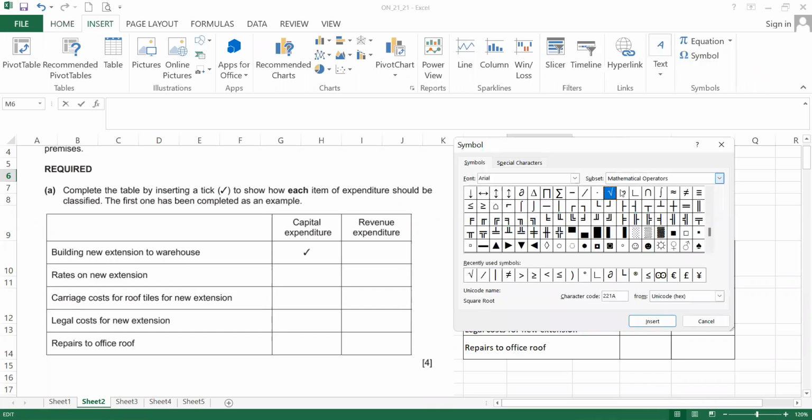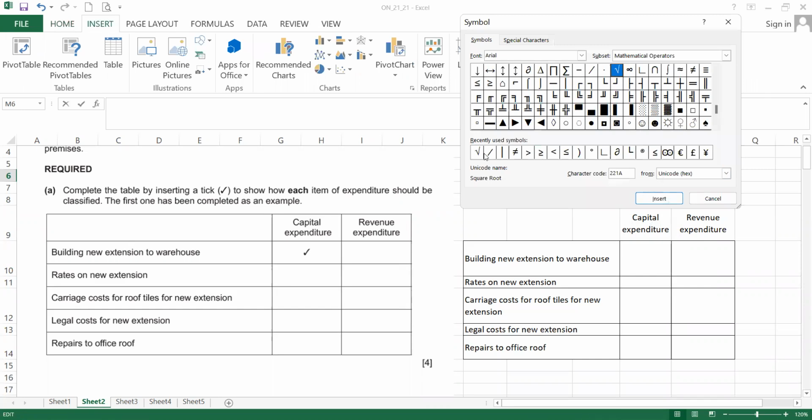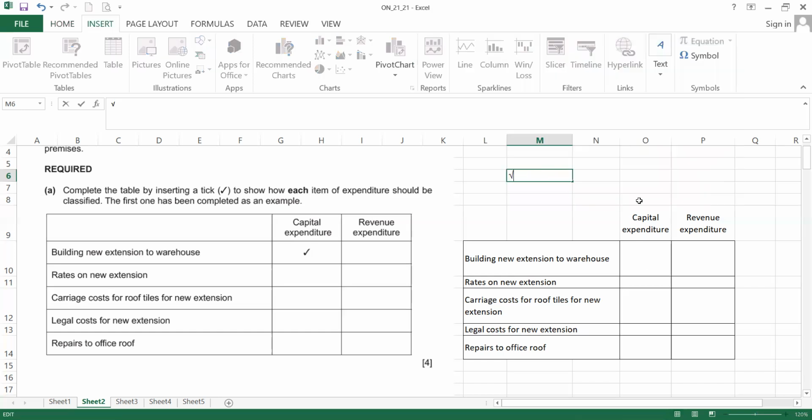Okay, other than that, this one they gave to us. Second is rates on new extension. Rates are the licensing fees and so on. Every year you have to pay this type of licensing, so rates. So this is a revenue expenditure. Everything that you need to pay more than one time, every year, is considered day-to-day operation.